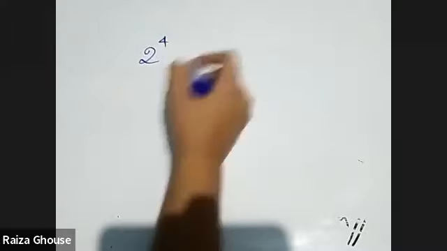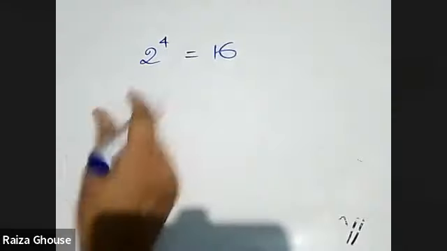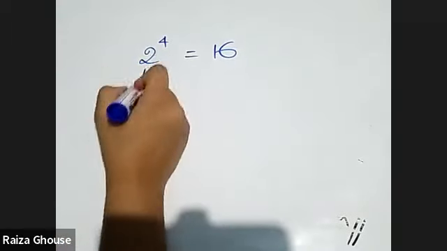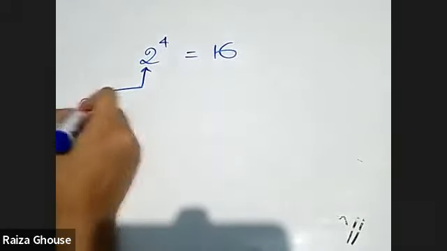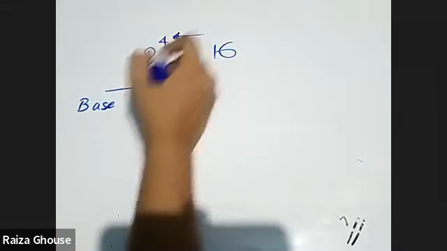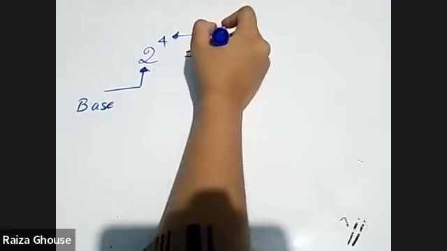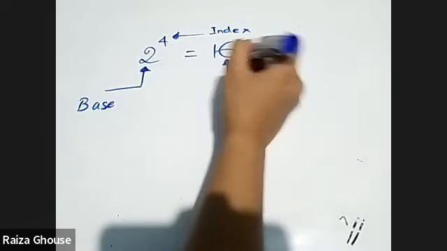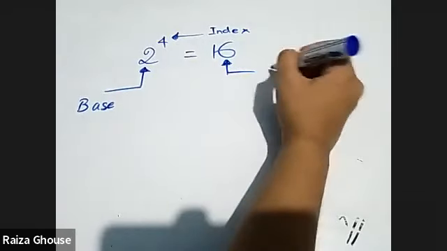First I'll tell you this one. 2 to the power 4 is equal to 16. If I take this, you should know, this is called the base. This is called your index. And this is called your what? Value.